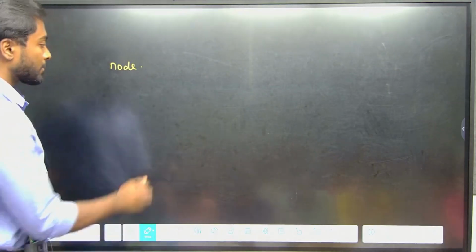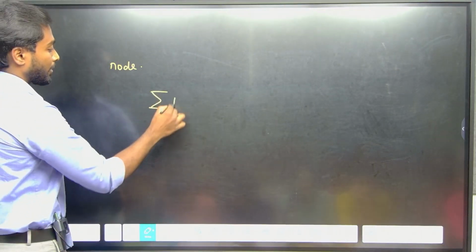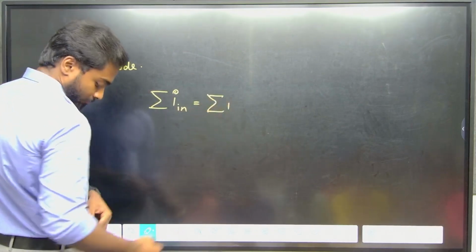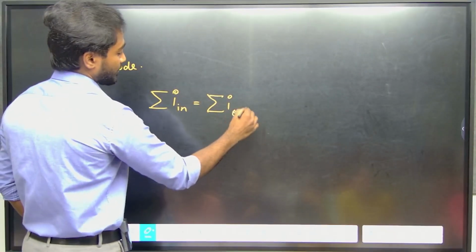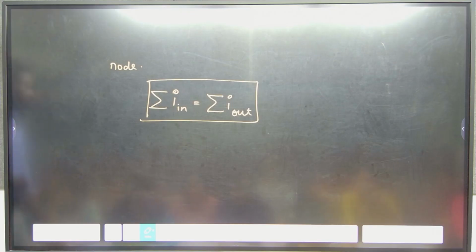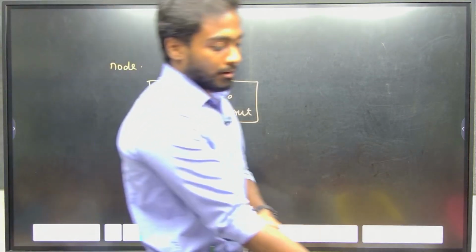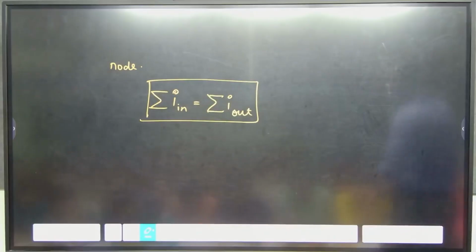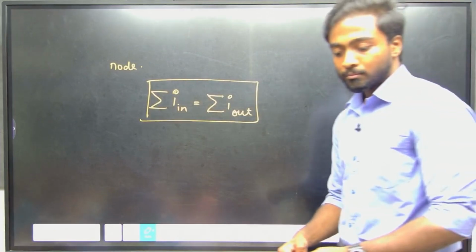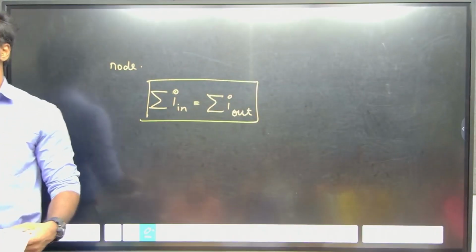So the sum of I in will be equal to the sum of I out. Write down: the sum of current in should be equal to the sum of current out. Sum of I in will be equal to I out, no? I'll give a question now.